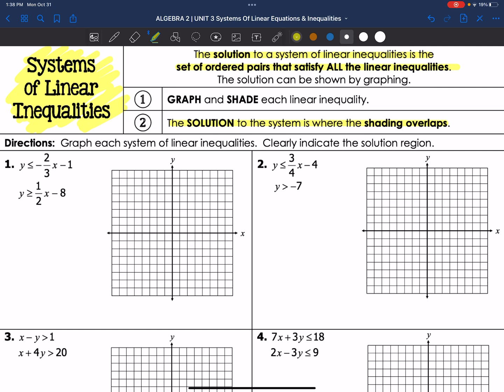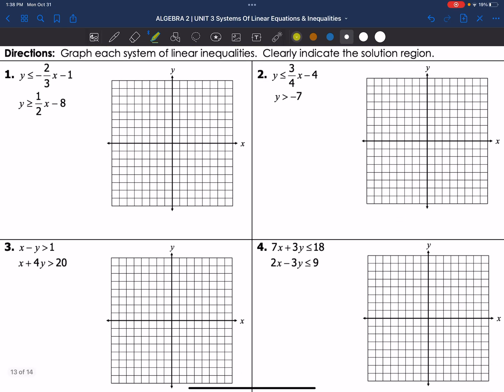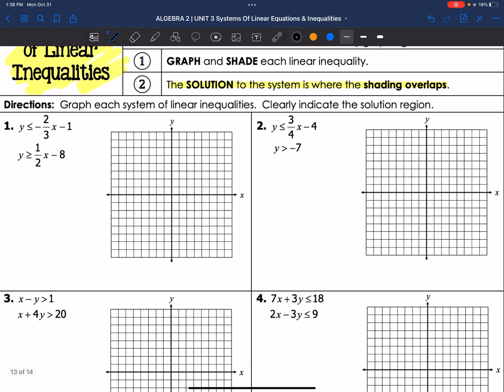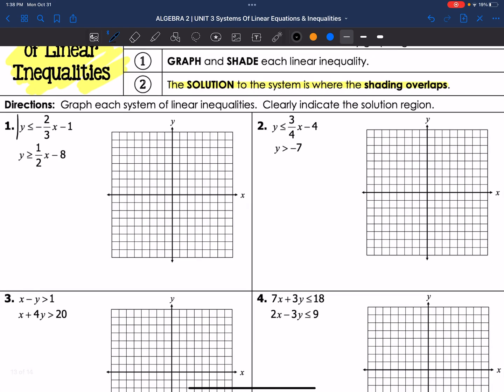I'm going to show you guys what that looks like here in this very first example. So here we go. I'm going to do this first inequality in one color, and I'd encourage you all to do the same, and the second one in a different color. This first one I'll do in orange. So we've got the inequality y less than or equal to negative 2 over 3x minus 1. So for that inequality, let's find the b and the m so that we can graph.